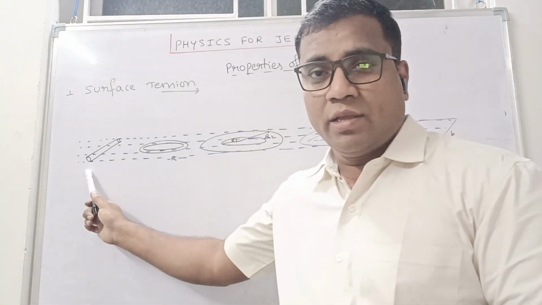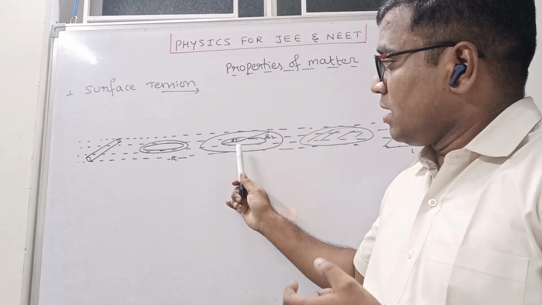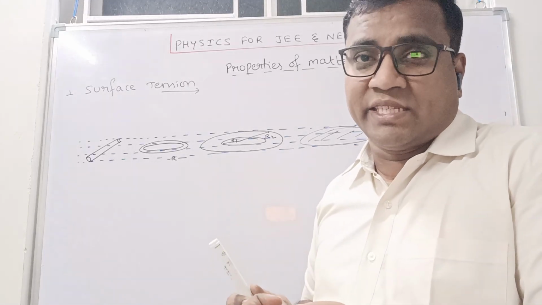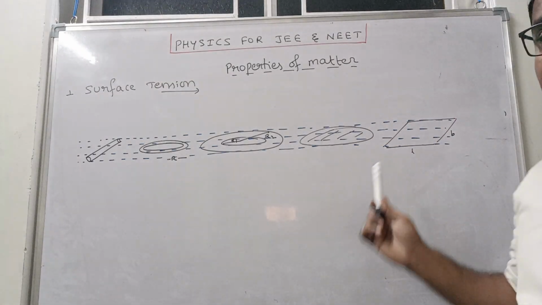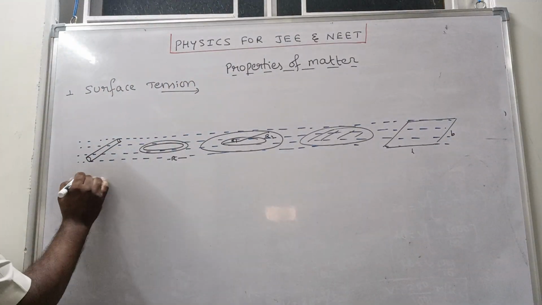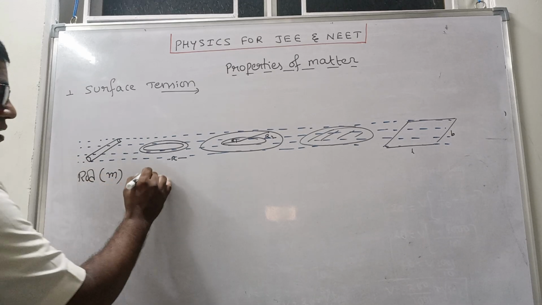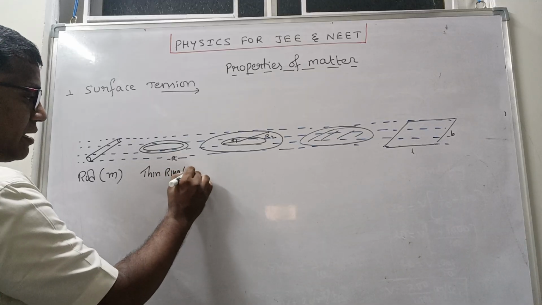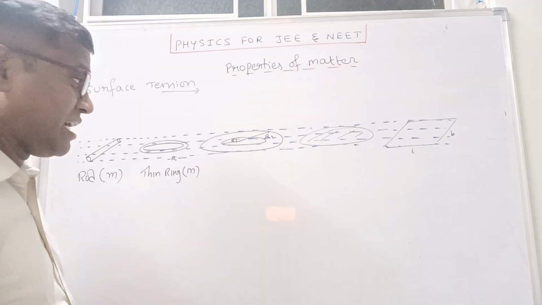One is a rod, second one is a thin ring, and third one is also a ring, but the internal radius and outer radius differ, and this is a disc, and this one is a rectangular plate. See here, I will write: it is a rod of mass m and thin ring of mass m. All are identical masses, right? Only for general understanding purpose.